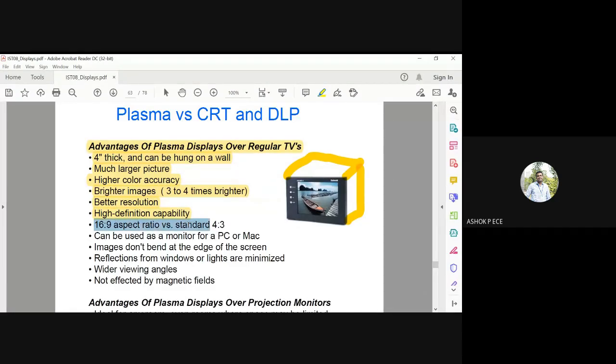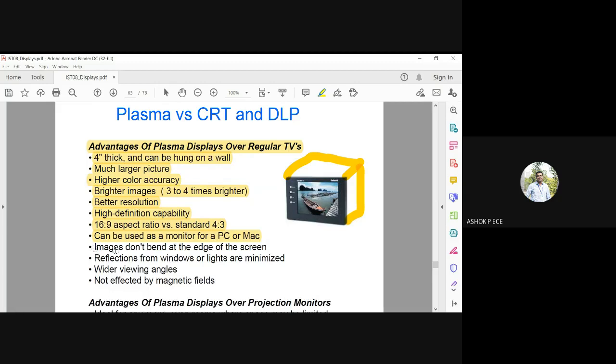16:9 aspect ratio versus standard 4:3. So the standard aspect ratio is 4:3, but you can also develop a 16:9 aspect ratio, and it can be used as a monitor for PC or Mac. So you can use these plasma displays as a monitor for PC or Mac.